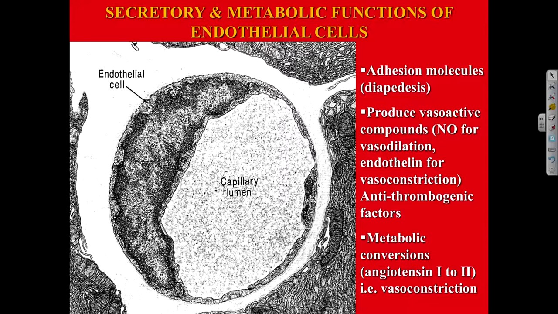And these endothelial cells also have a biochemical role. They can convert angiotensin 1 to 2, which plays a role in vasoconstriction. So these endothelial cells then have these biochemical characteristics that facilitate circulation and diapedesis.